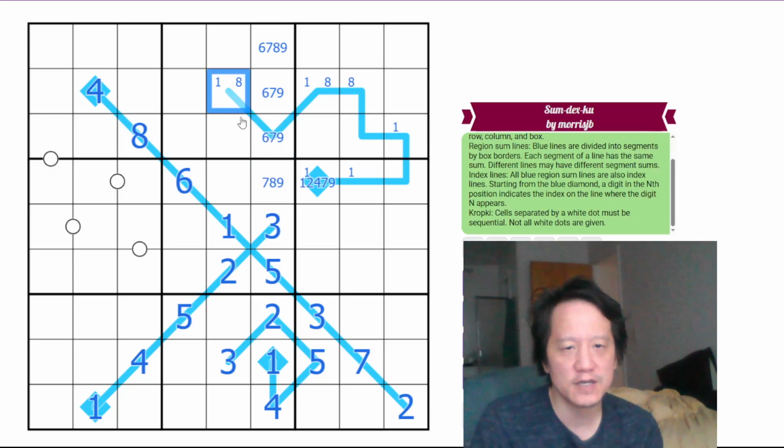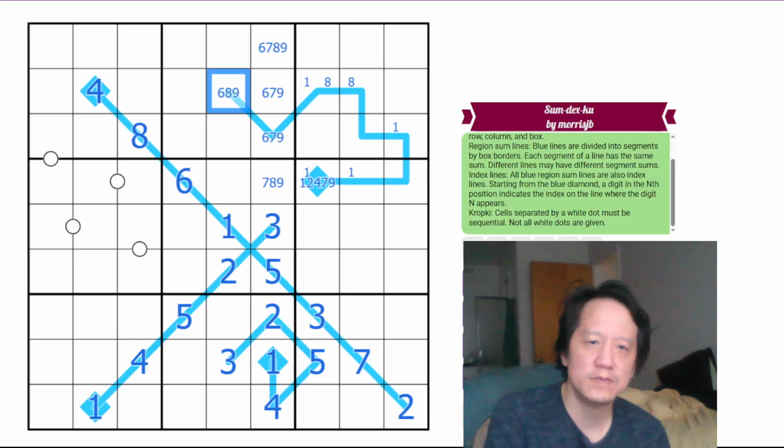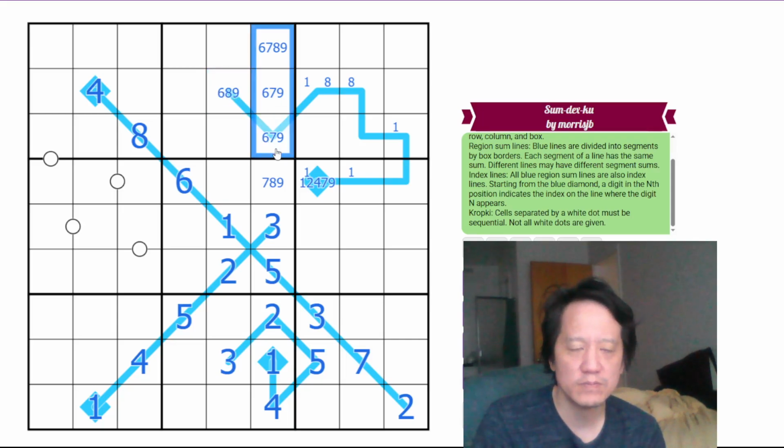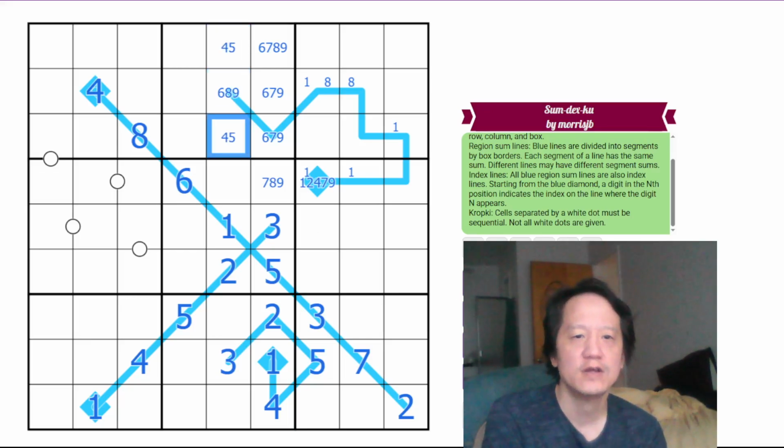Therefore, it's 6, 9, and 8, right? Because to add up to 15, it's either 6 and 9, or it's 7 and 8. Well, that makes a 6, 7, 8, 9 quadruplet in this box, which eliminates 6, 7, 8, 9 in the rest of the box. Therefore, the rest of the box must be 1, 2, 3, 4, 5, and neither of these can be 1, 2, or 3. So this must be 4, 5, which forces 1, 2, and 3 to be here.